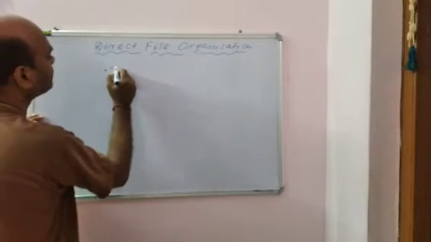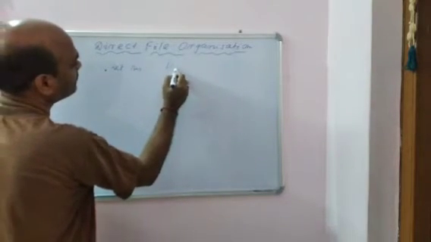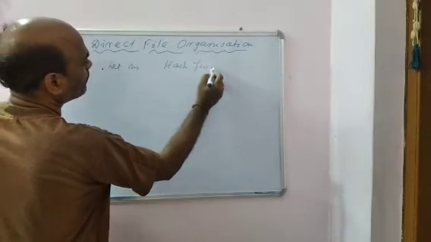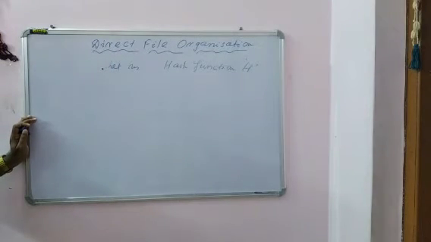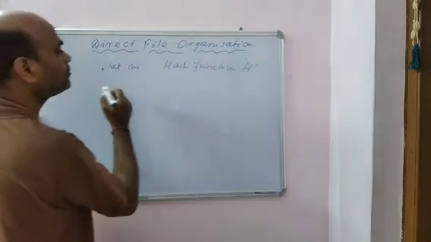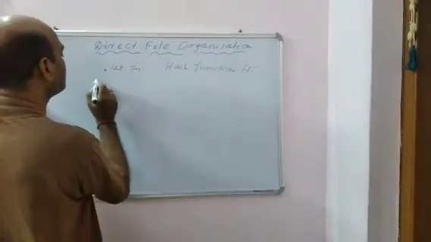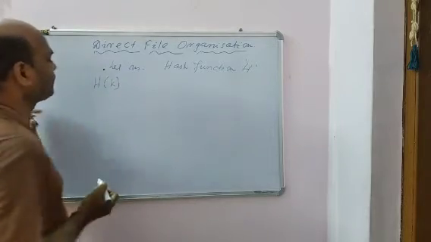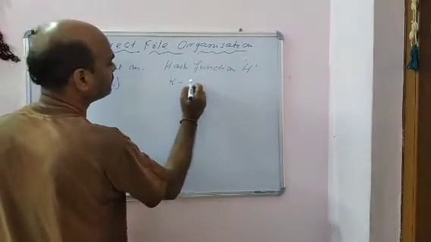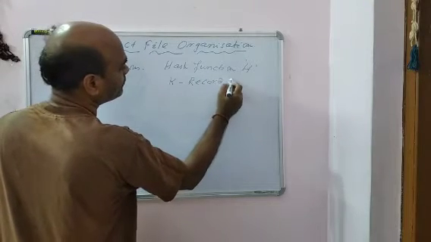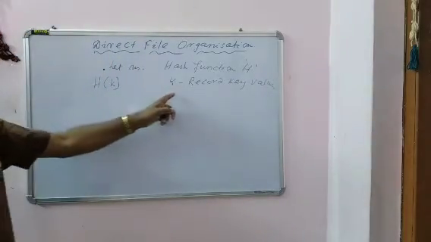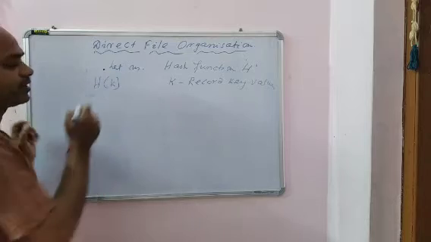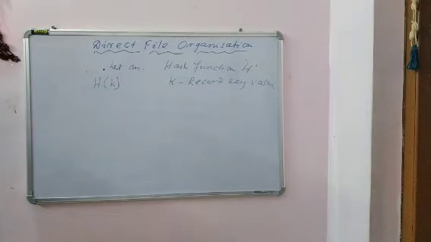Let us consider a hash function H, and K be the record key value. Suppose K is the record key value, so the hash function is H of K. Let H be the hash function and K is the key value. So this function is H of K. The value of H of K is used as an address.